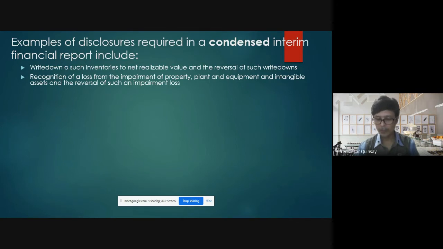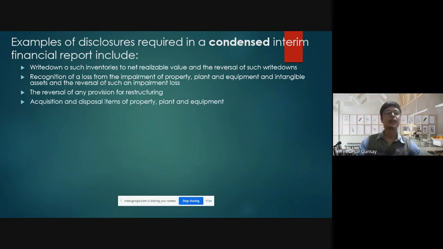Okay, and next is the reversal of any provision for restructuring. And then the next one is acquisition and disposal of property, plant, and equipment. And so this is an important disclosure, no? Because a company may purchase a property or an equipment during the interim period, especially let's say if it's in the third quarter, and if it would affect that quarter, so that should be disclosed, no?